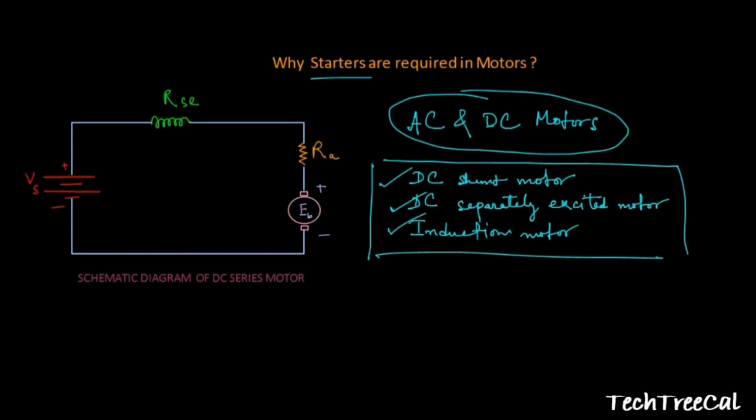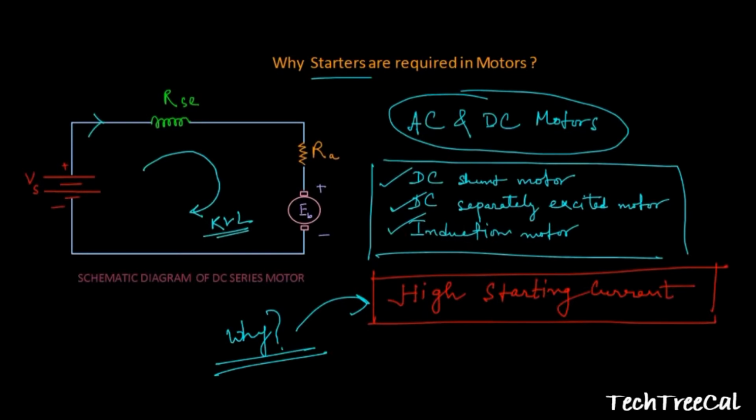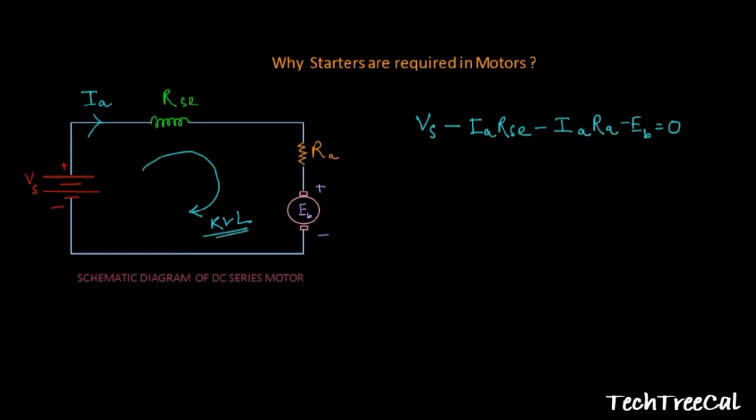Okay, so if you are asked this question, then the simple answer is the requirement of a starter is for high starting current. Now the question generally arises, what is the reason for this high starting current? To get that answer, just apply a simple KVL law across the loop. Let us take the current that is coming out from the source Vs as IA. This is your KVL equation for this particular loop.